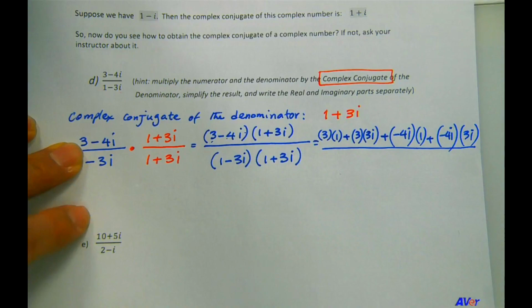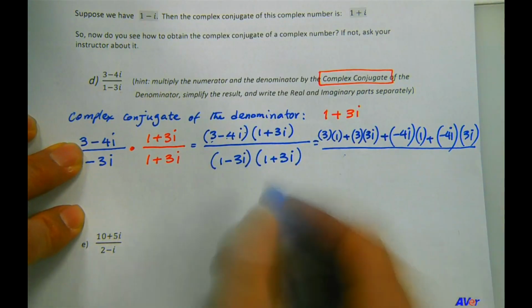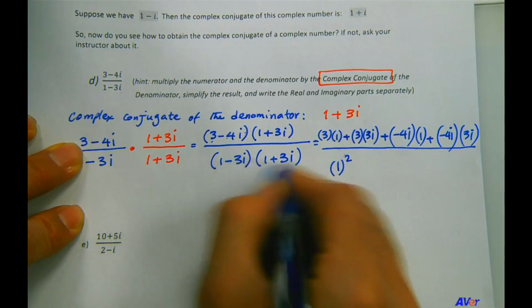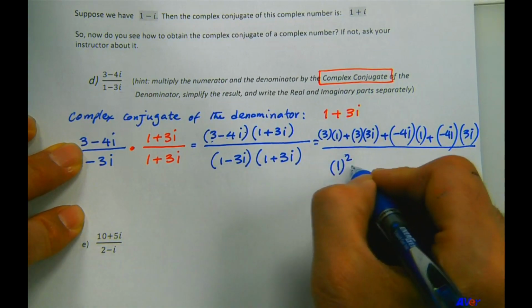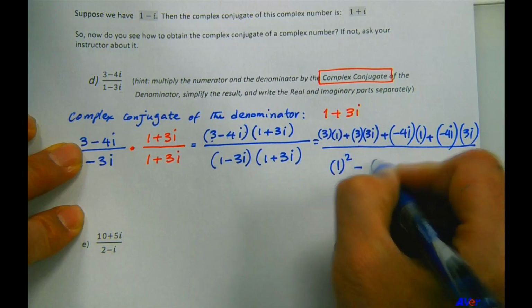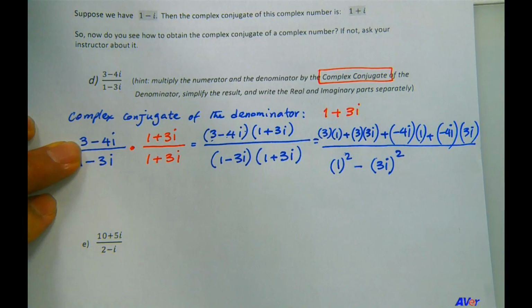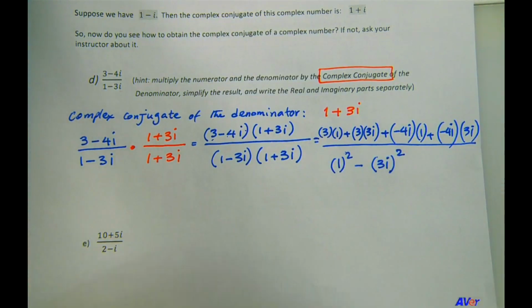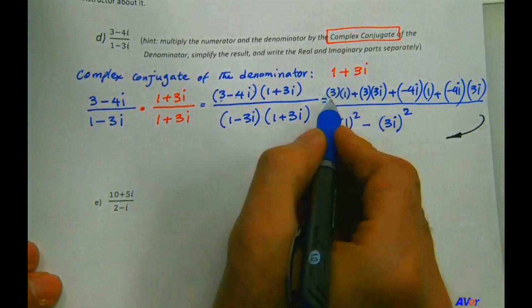So let's apply that property here. So that'll be 1 squared, right? These are identical terms, and the only thing different is the middle algebraic sign. So 1 squared minus 3i squared. Okay, so let's simplify. I'm going to come all the way to this side. 3 times 1 is 3.